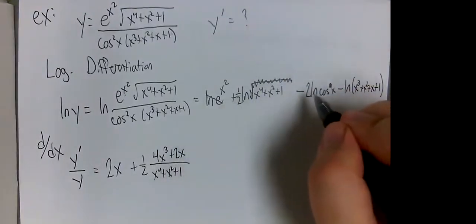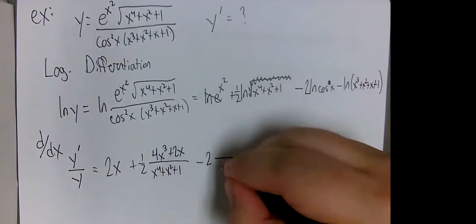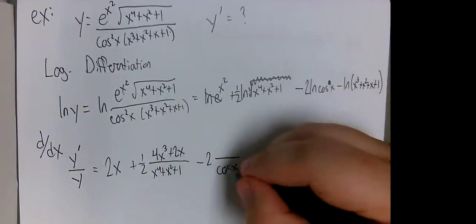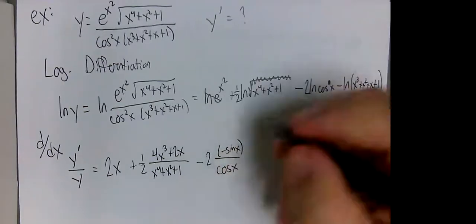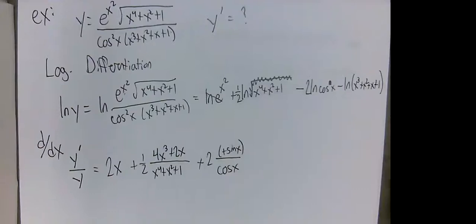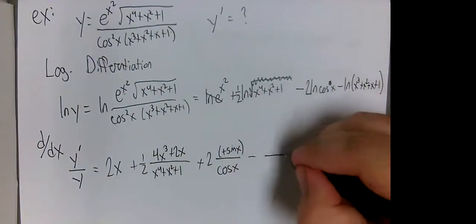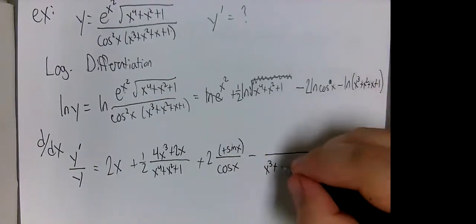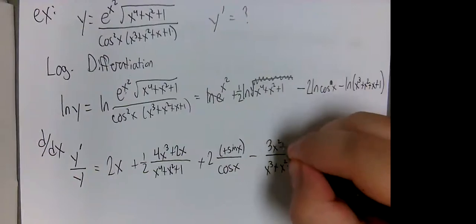Then I have the derivative of -2 ln of cosine. So I have -2, my cosine goes down here, and then I multiply by the derivative of cosine, which is negative sine. But these could cancel out and make everything positive. And then finally, I have the derivative of this right here. And then I put the derivative of the inside on top.